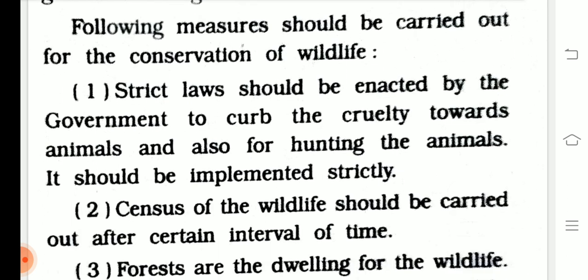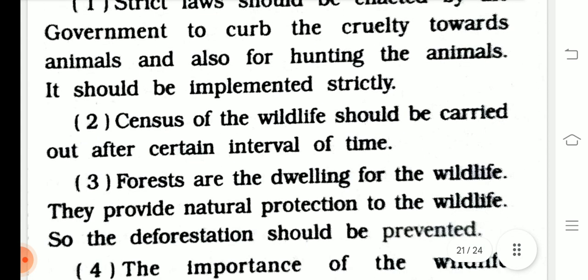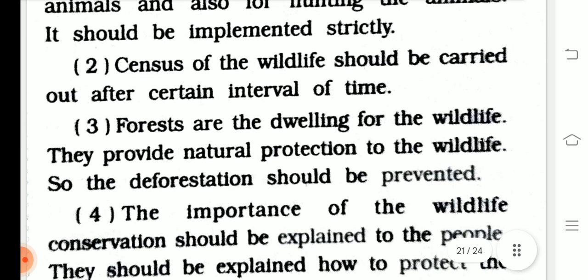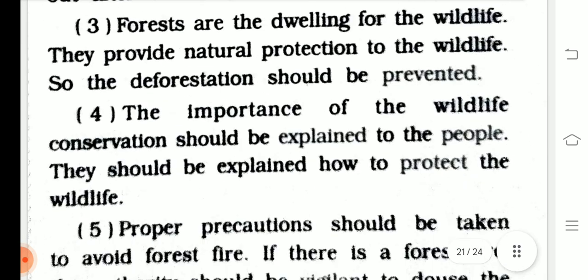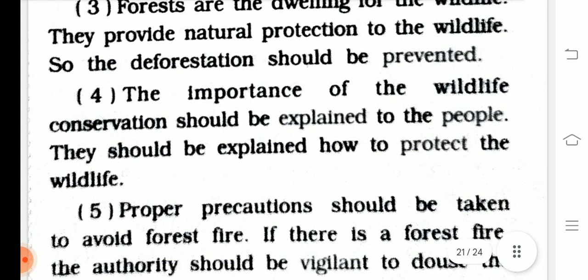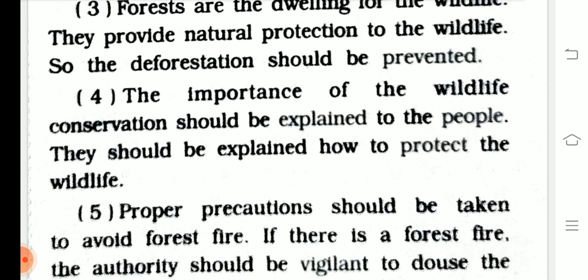Strict laws should be enacted by the government to curb cruelty towards animals, and for hunting animals it should be implemented strictly. A census of wildlife should be carried out after a certain interval of time. Forests are the dwelling for the wildlife. They should provide natural protection to the wildlife so that deforestation is prevented. The importance of wildlife conservation should be explained to the people. They should be explained how to protect the wildlife.